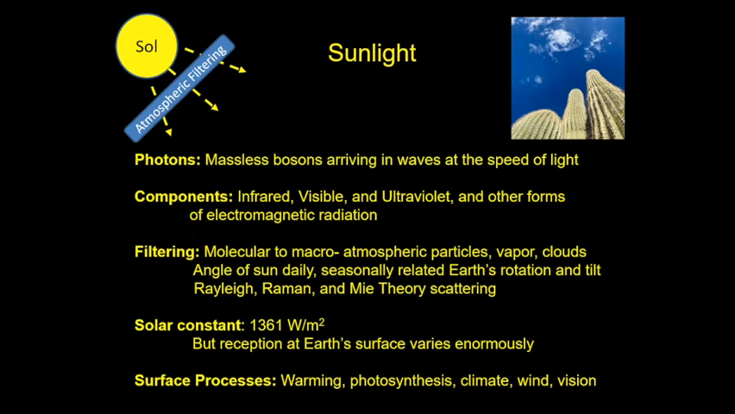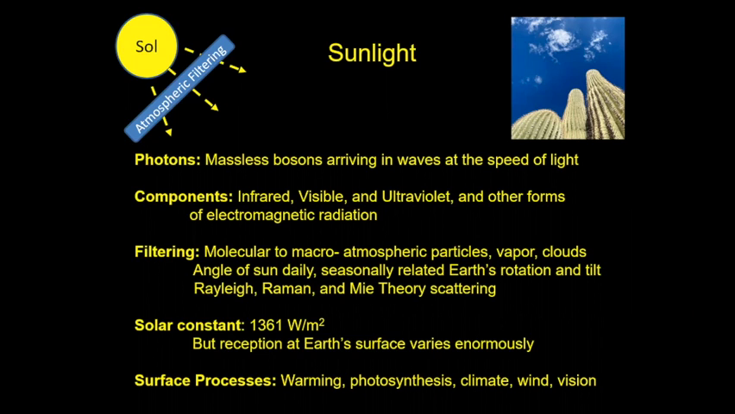Now, sunlight coming into the Earth is filtered by a number of different processes, from molecular to kind of macro atmospheric particles, vapor, clouds, and other aerosols and whatnot. The angle of the sun changes daily, of course, and seasonally, and that's related to the Earth's rotation and tilt. And so all of these factors influence the intensity of the atmosphere the sunlight has to pass through and the distance through the atmosphere that it has to pass through.